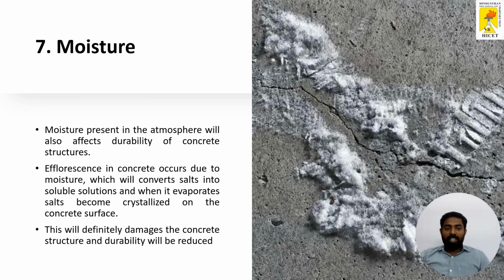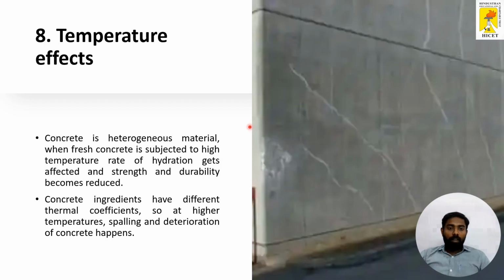Moisture present in the atmosphere will also affect the durability of concrete structures, and efflorescence in concrete occurs due to the moisture, which converts the salt into soluble solutions, and when it evaporates, the salts become crystallized on the concrete surface, and this will definitely damage the concrete structure and durability will be reduced. Next one, the temperature effects. The concrete is a heterogeneous material.